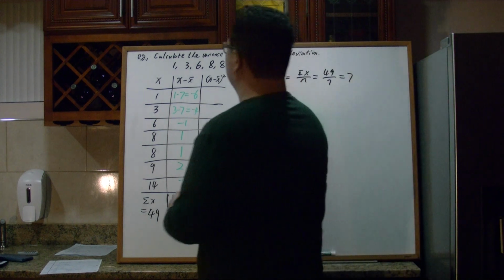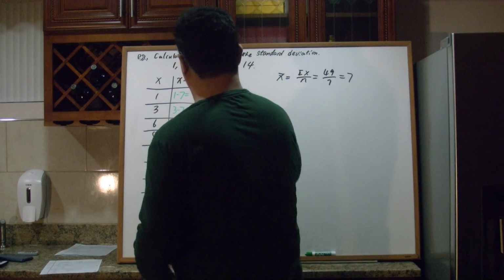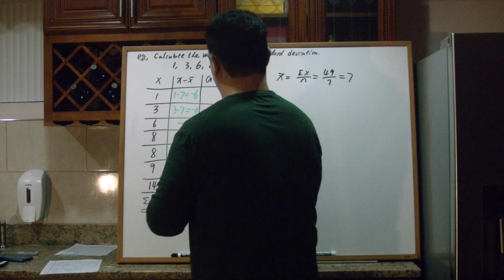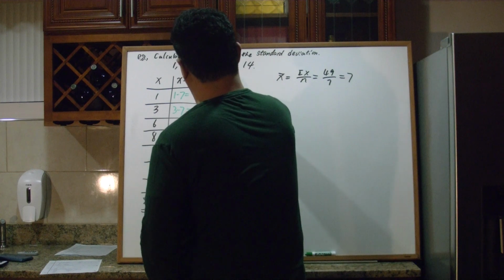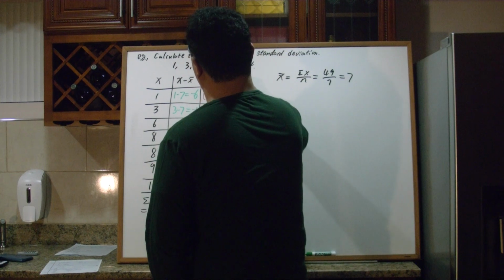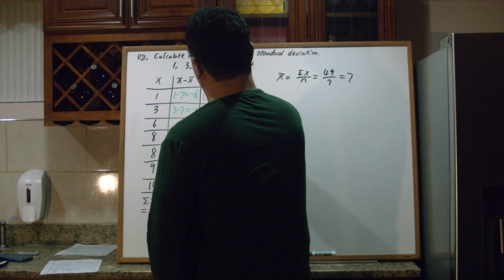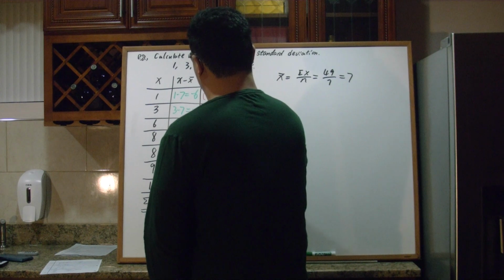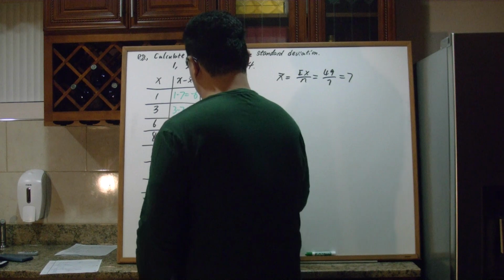Then the third column is the square of what we have. That is the square of the difference we get. The square of negative 4 is 16. The square of negative 1 is 1. Square of 1 is 1. Square of 2 is 4. 7 is 49.